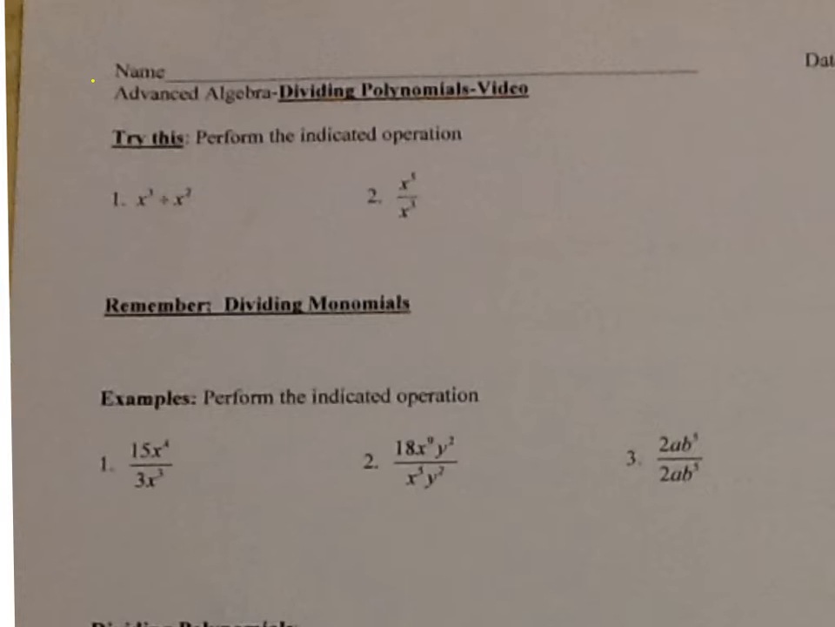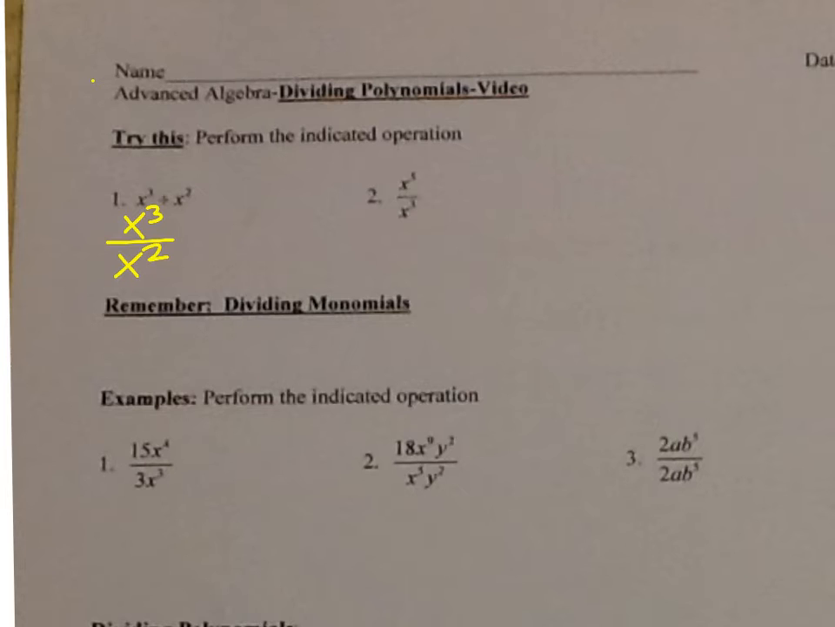Okay, so when you divide, you actually subtract the exponent. If you have the same variable, which is also called a base, you subtract the exponent. So we have x to the third divided by x squared. You see we have the same base. They both have a base of x, right? So when they have the same base, subtract the exponents. If there's a coefficient, you would divide or reduce the coefficients.